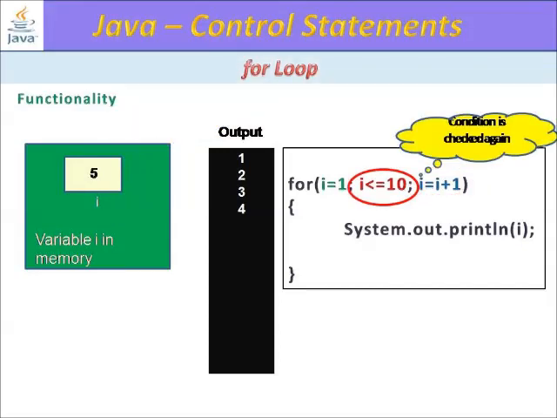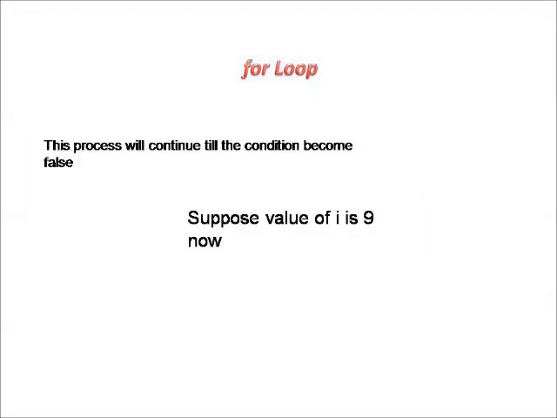Again the checking goes on. I is equal to 5. So 5 less than or equal to 10. That condition is checked. As we know, this condition is true, right? So it will also print the value of I, value 5, on the output. Okay. We have seen almost 4 or 5 iterations.